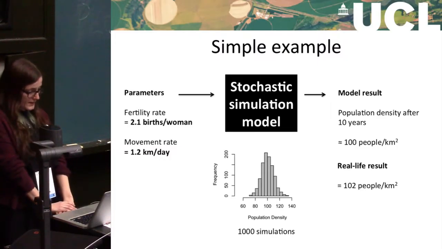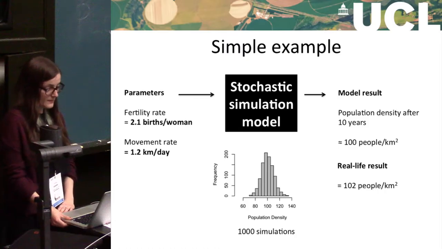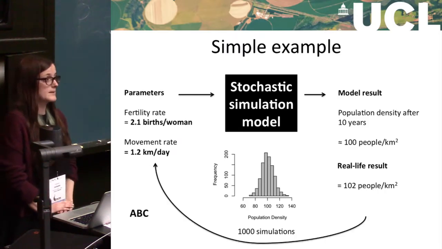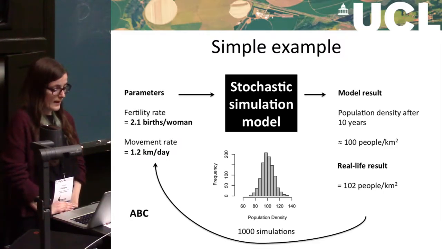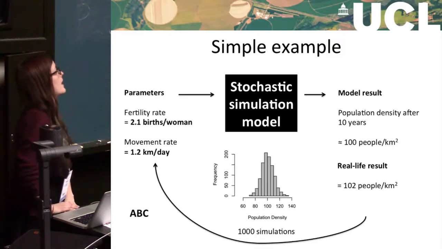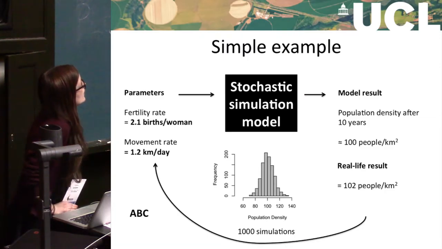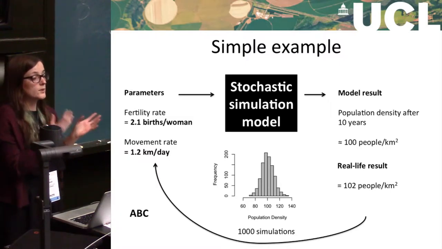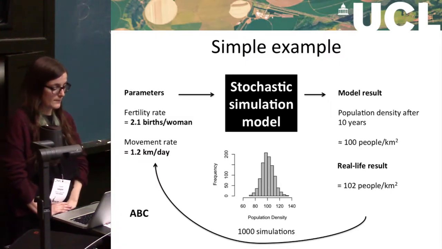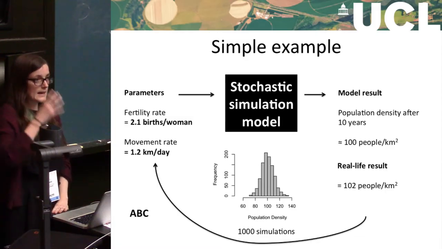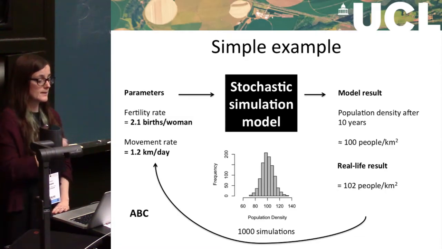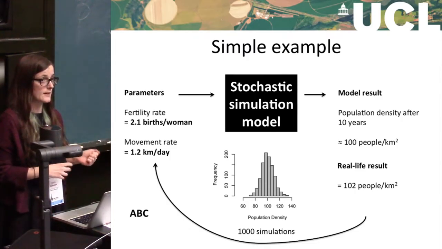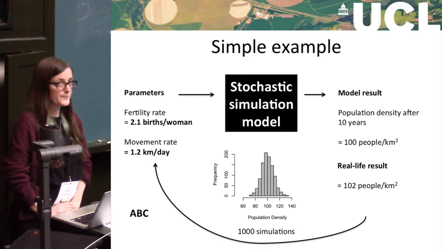So an approach which is popular in genetics at least for modeling is approximate Bayesian computation. And this is where you have a real-life result from data, and you use it to infer what the parameters might be, or at least ballpark values for what they could be. So you're going to run the simulations many times with lots of permutations of your parameters and compare it to the real-life result and see which of those parameter values gives the best result.